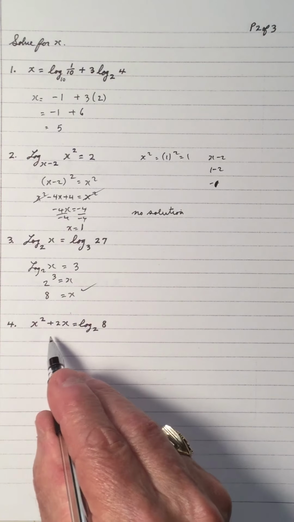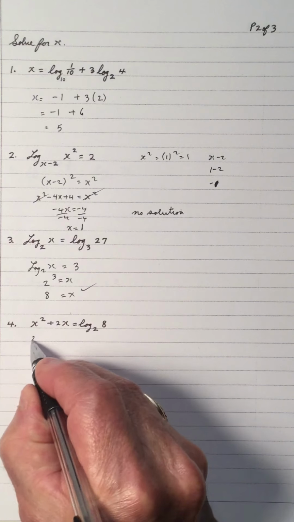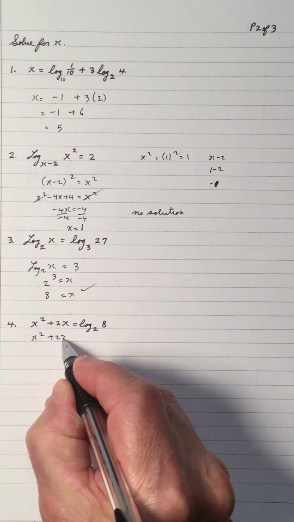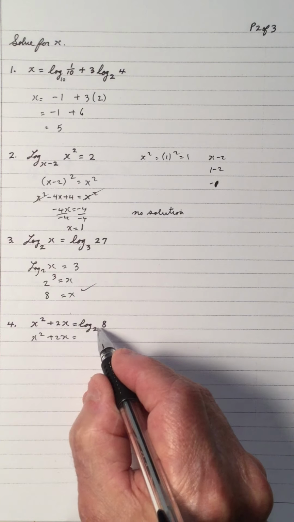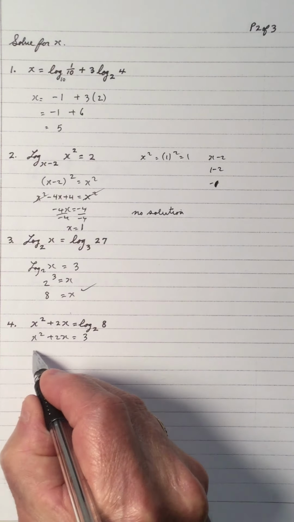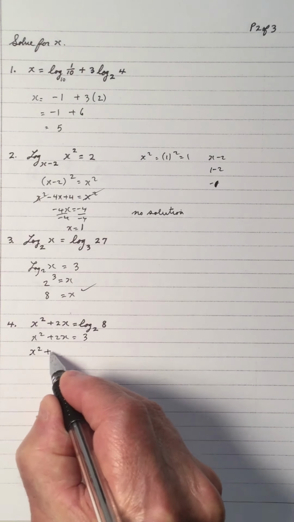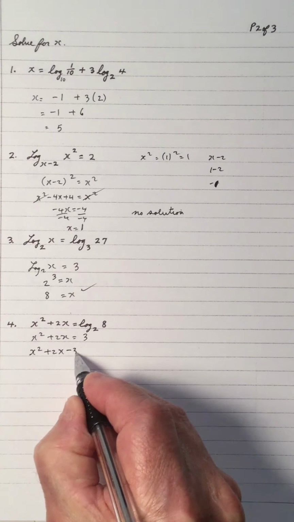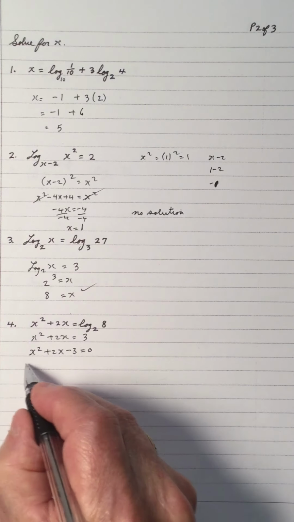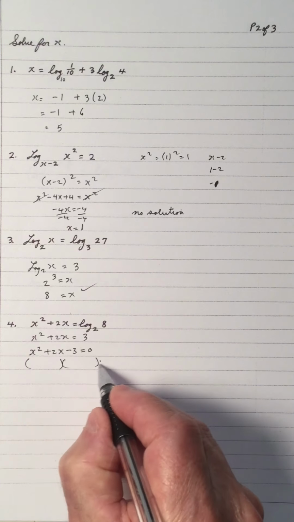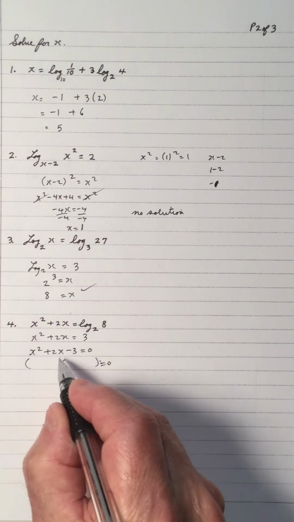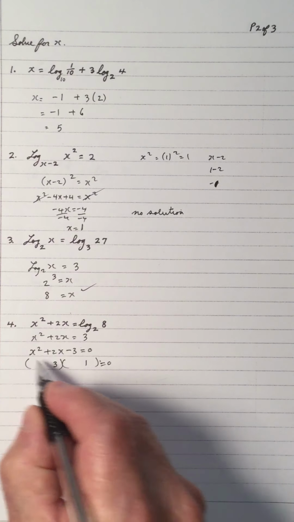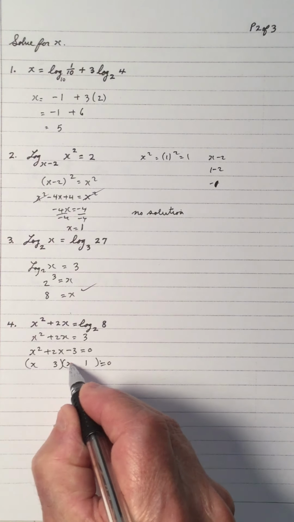Number 4, we have a quadratic. So we have x squared plus 2x equals the log of 8 base 2. What power of 2 gives you 8? The answer is 3. Because we have a quadratic, we'll move everything to the left side equal to 0. This is a quadratic, so it's factorable. Let's see. Factors of 3 to give you 2 are 3 and 1. x squared is x and x.